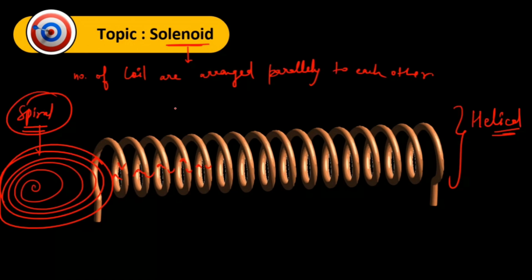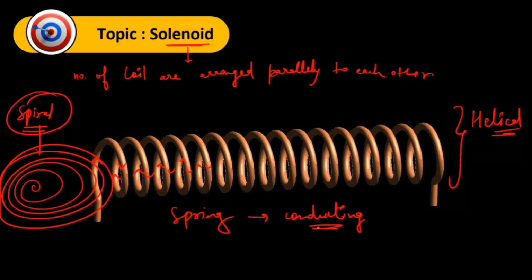So we are going to calculate the magnetic field due to the current carrying wire. You can also assume it to be a spring, because a spring is conducting in nature. So a conducting spring which is carrying a current is known as a solenoid. We do calculate the magnetic field due to this solenoid, and we do see it in day-to-day life as well.